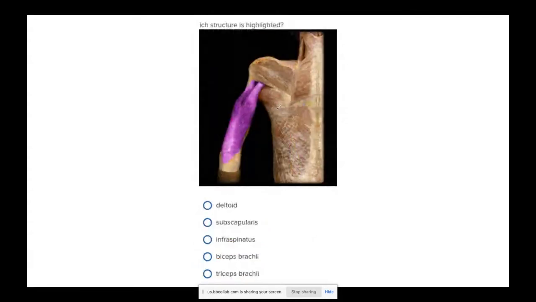Now we're looking at the posterior side. You could see the spinous processes here. We could see the Latissimus Dorsi here. We could see the Rhomboid Minor and Major here. So now what is the highlighted structure? Is it the deltoid? Subscapularis? Infraspinatus? No, infraspinatus is here. Biceps brachii. Biceps and triceps, right? Two antagonistic muscles. Since it's on the posterior side, it's got to be the triceps brachii.